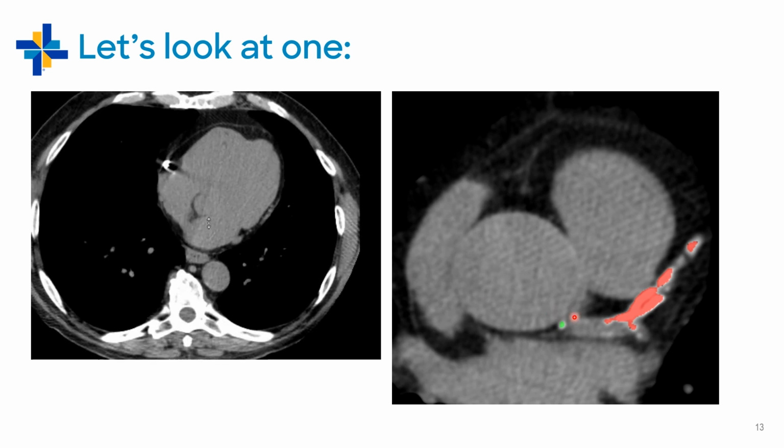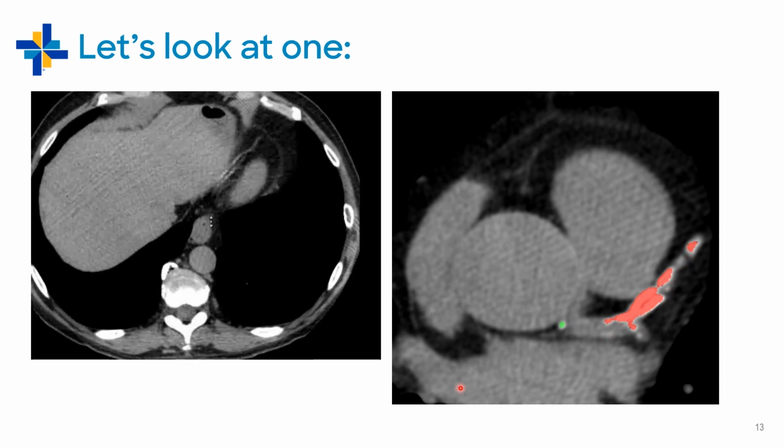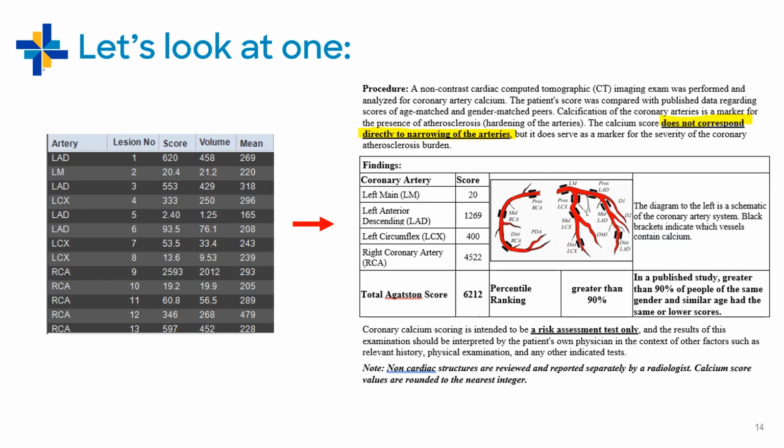And then the computer, you actually tell it what areas are what. So this is the left main, this is the left anterior descending. And then it counts up the number of pixels of calcium and then gives you a score. So it counts, you've got 20 in the left main, 1200 or so in the LAD, etc. And it comes up with a total score. And that score, based on what your age is and what your gender is, you can actually see where you fall in that bell-shaped curve. So it makes sense that someone who has a score of 6212 is probably in the 90th percentile.